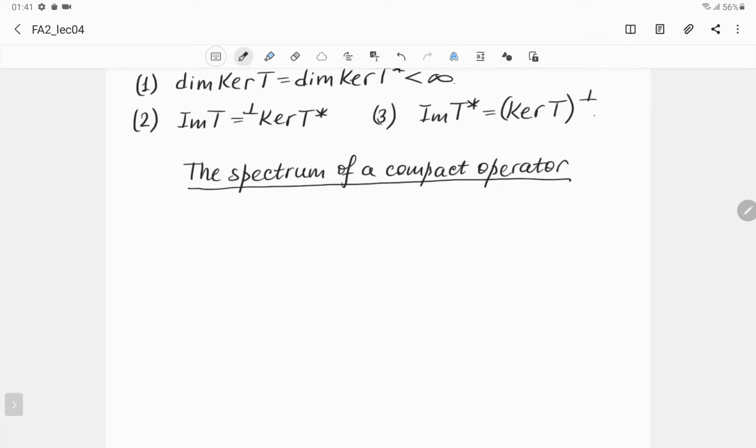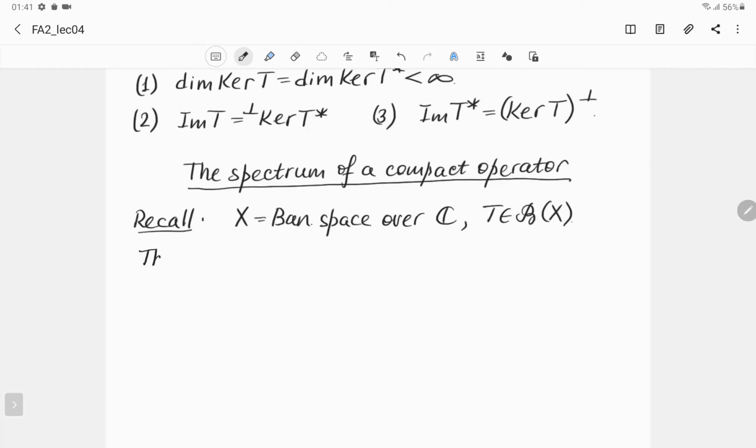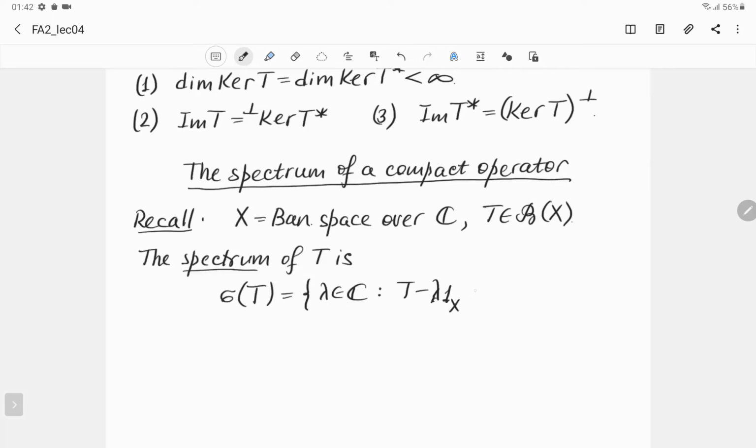So just in case, let's recall the definition of the spectrum. Suppose that X is a Banach space over the complex numbers, and let T be a bounded linear operator on X. Then the spectrum of T is the set sigma of T, which consists of those complex numbers lambda such that the operator T minus lambda 1, where 1 is the identity operator, is not invertible. Or equivalently, is not bijective.